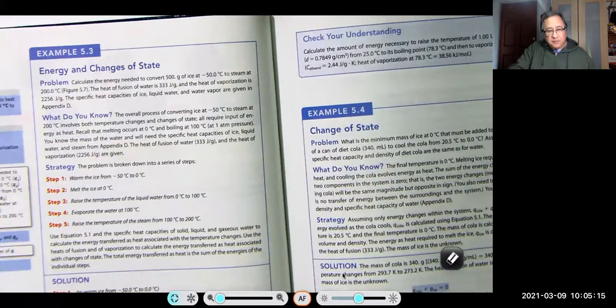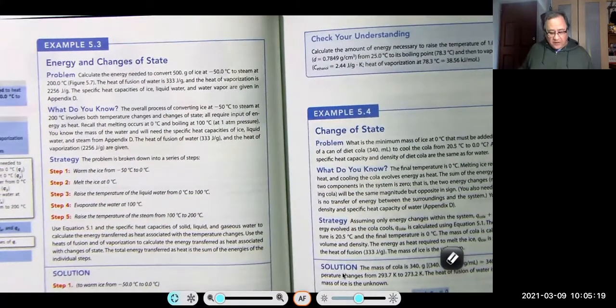I'm changing my share so that you can hopefully see what I'm writing. And just to make sure, we're talking about this problem right here. Is that correct? Yeah. Okay, so this one is about energy and changes of state.